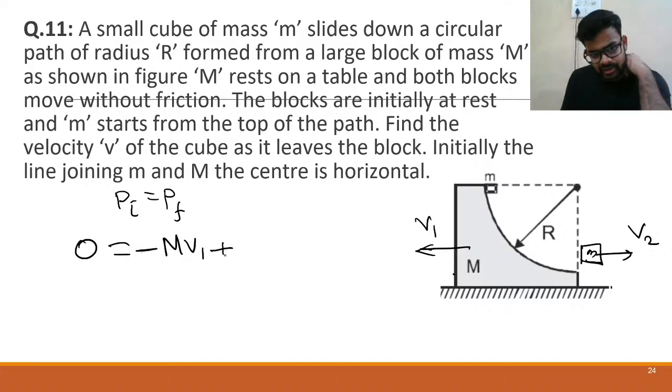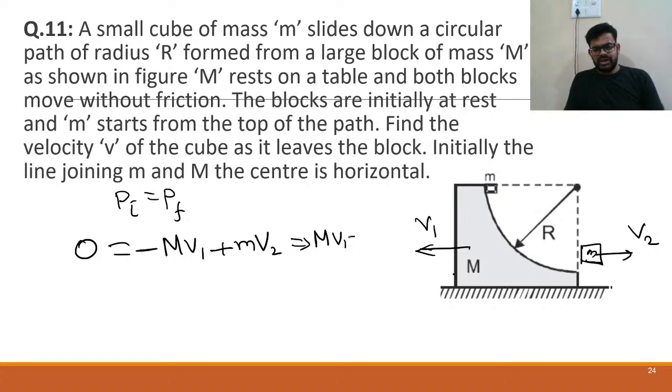Okay, plus small m into v2, that is in rightward, so I will write positive. So finally what I am getting here, m into v1 is equal to small m into v2. That's all. First equation I got. Next we need to find the speed of this small block, that is v2. So I will write the value of v1 here: M v2 divided by capital M. So this thing I have written.